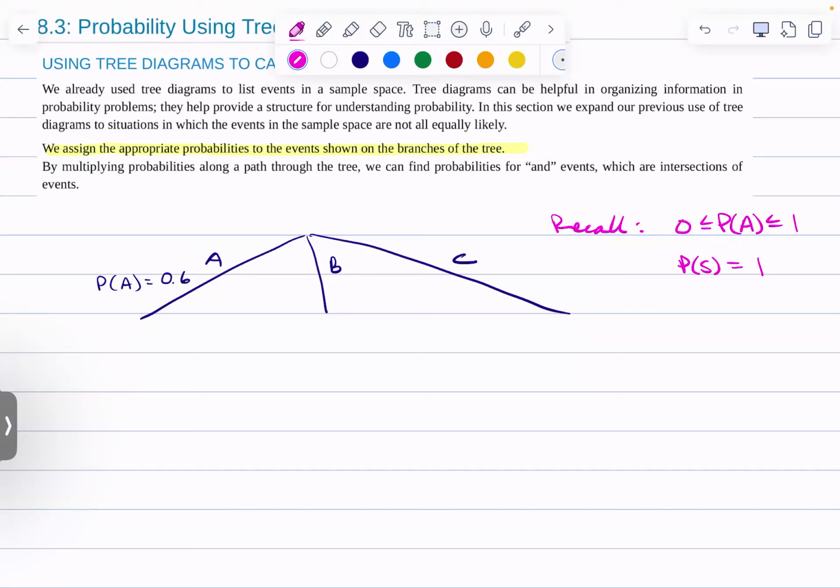And so if we think about these marbles, because that's what we were working with before, marble 1 can be either A, B, or C.